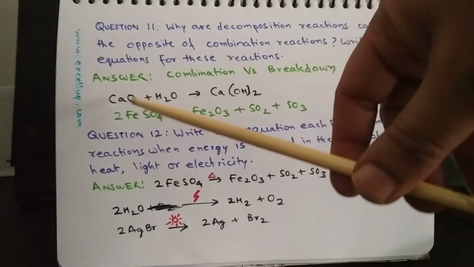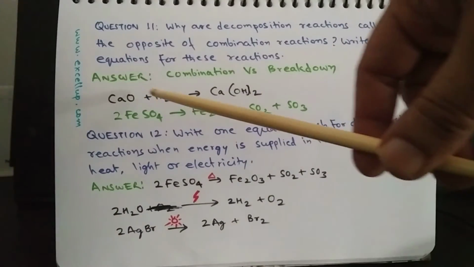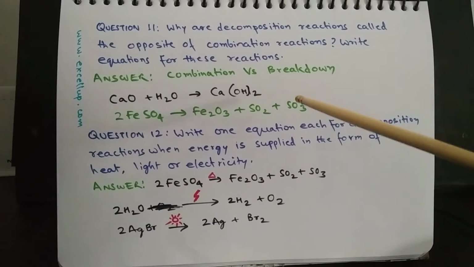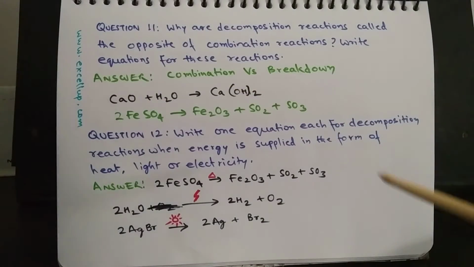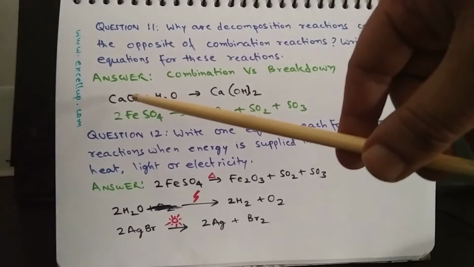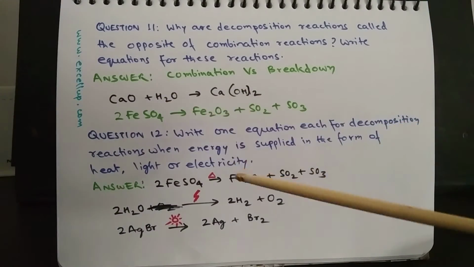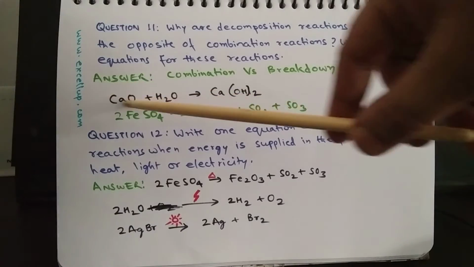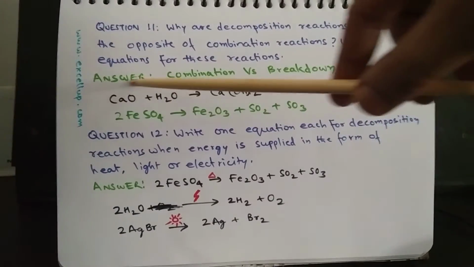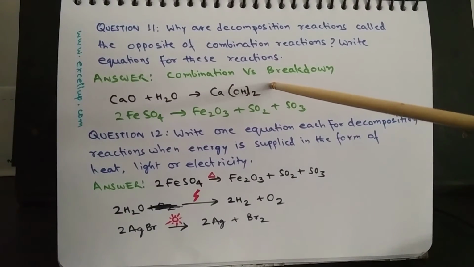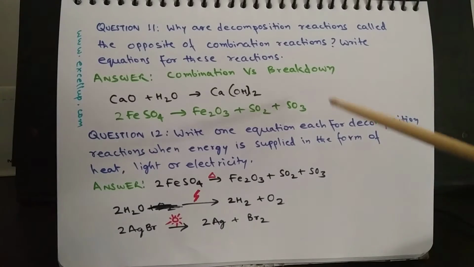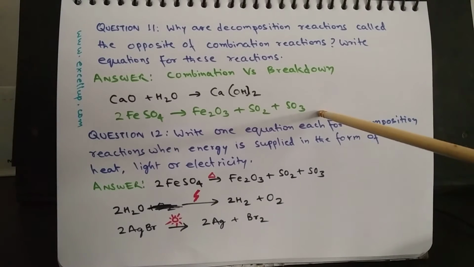When calcium oxide, that is quicklime, is dissolved in water, we get calcium hydroxide, that is slaked lime. So the equation is CaO plus H2O gives Ca(OH)2. So what happens? Water and quicklime are combining together to give slaked lime or calcium hydroxide. This is an example of a combination reaction.